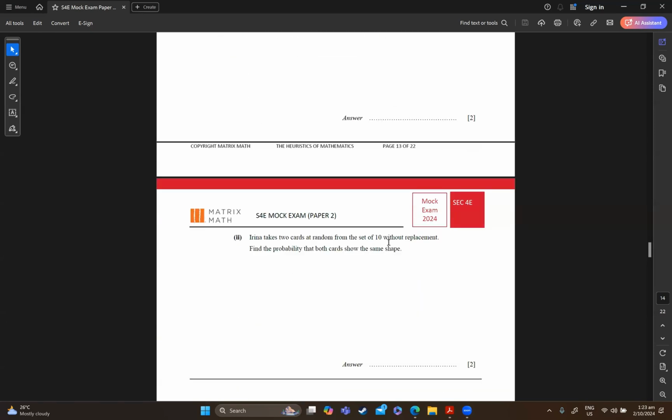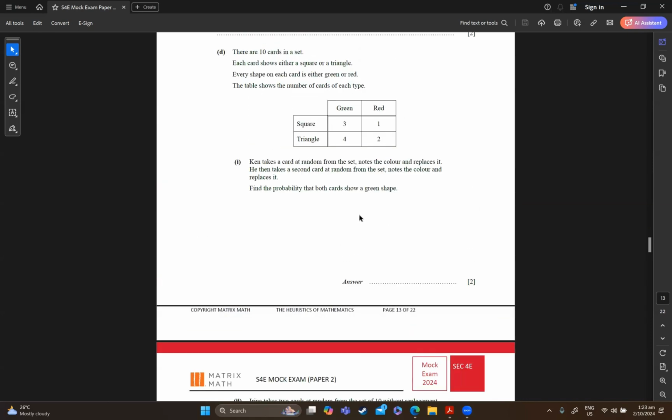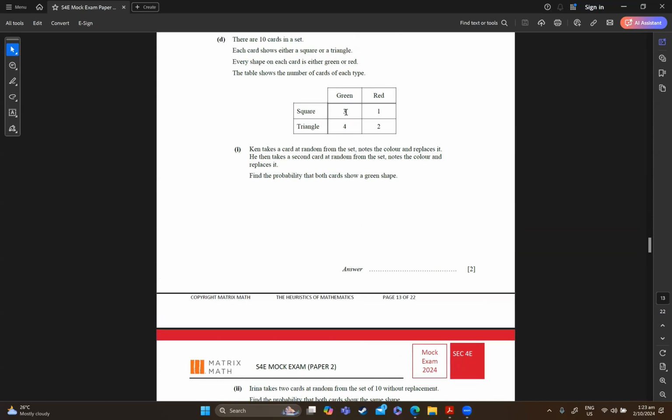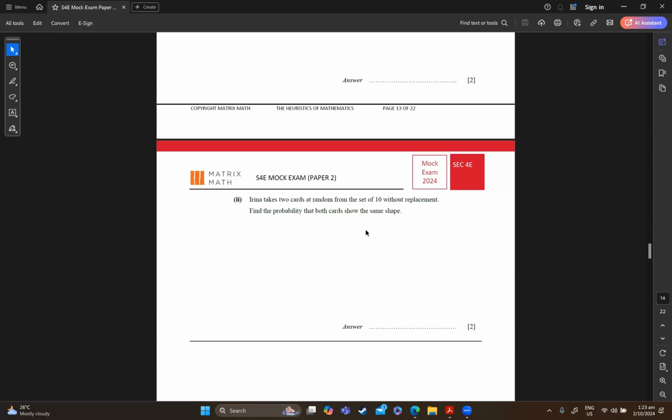Okay, part two, find a probability that both cards show the same shape. So as long as it's the same shape, it's fine. And this time around, there's no replacement. Okay, so if you look at the same shape, over here, you have to look at it horizontally. As far as square is concerned, there's a total of 4 out of 10 first. If you pick again, it's 3/9. Add on to another probability where if it's triangle, it's 6/10. Then when you pick again, it'll be 5/9. So add these two probabilities.